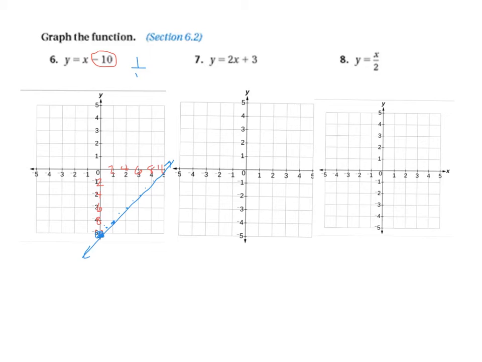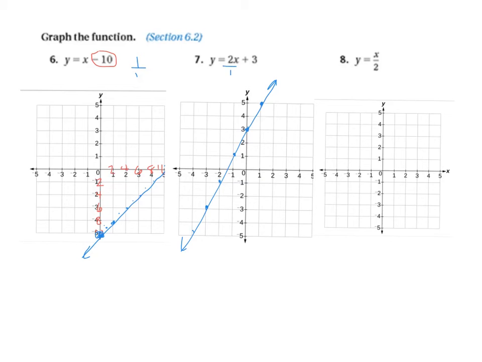If we move over to number 7, my y-intercept is going to be positive 3. So I'm going to put a dot here at positive 3. And then my slope is 2, or we can make that a fraction, is 2 over 1. So that means up 2 over 1, or the opposite of going up 2 right 1 is going down 2 left 1. So that would be my graph for number 7.